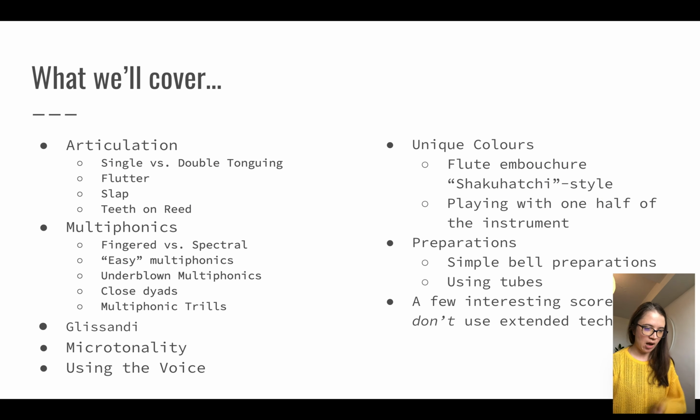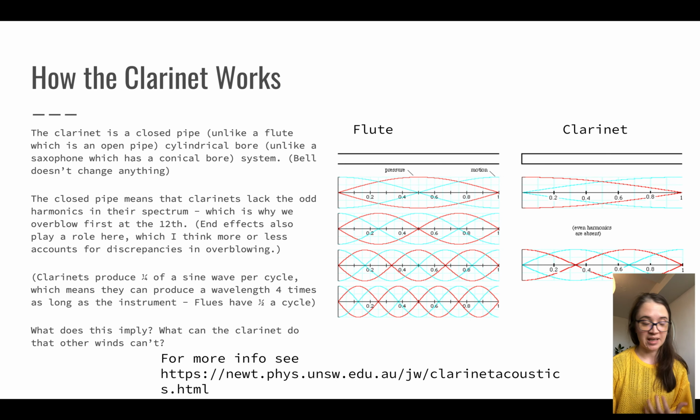So we're going to cover a lot of things today, as you can see on this slide. Everything from articulation to different kinds of multiphonics to glissandi, microtonality, etc. But let's start a little bit with the basics in terms of how the clarinet works. So the clarinet is a closed pipe, unlike a flute, which is open. And it's also got a cylindrical bore, unlike a saxophone, which has got a conical bore.